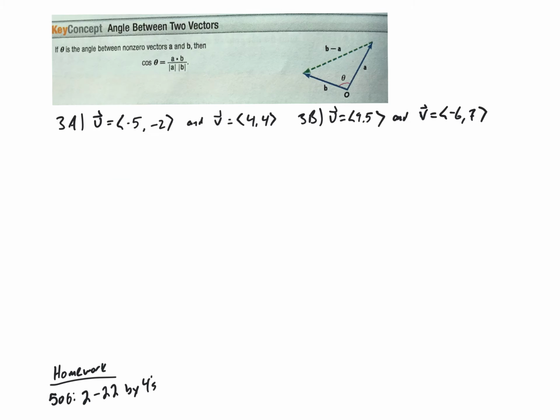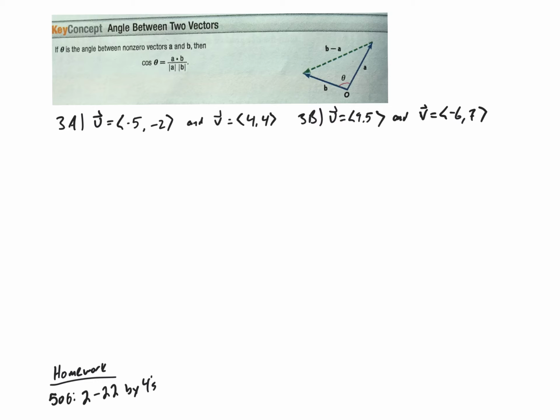The next thing we're going to do here is find the angle between two non-zero vectors, a and b. So if you have two vectors here, both starting at the same point, this side over here is b minus a. The angle between them is the angle theta. Cosine of theta is equal to the dot product of a and b divided by the magnitude of a times the magnitude of b.